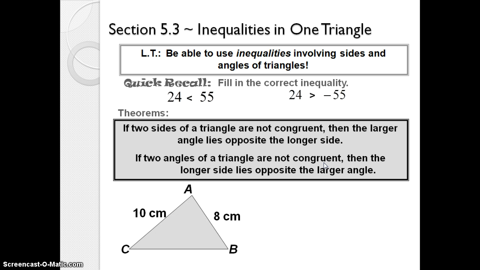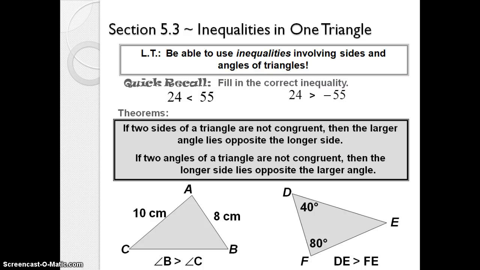So looking at this picture right here, what angle is going to be bigger? Well, angle B is going to be greater than angle C. It's across from the larger side. The next one, what side is going to be bigger? Well, side DE is going to be greater than side FE.